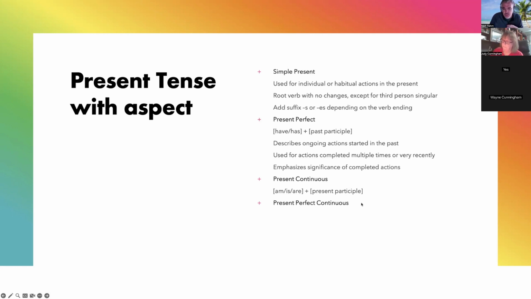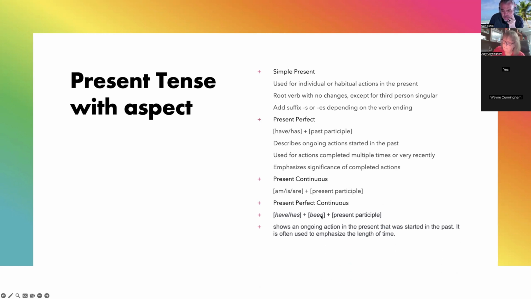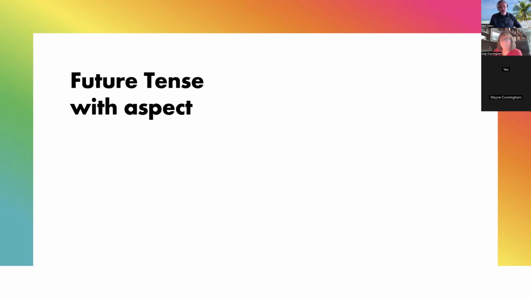Present continuous: am, is, are, plus present participle. And present perfect continuous, again, you're using has, have, been, plus present participle. So it shows an ongoing action in the present that was started in the past, right? Something that started back, but it's continuing. And it often indicates the length of time.